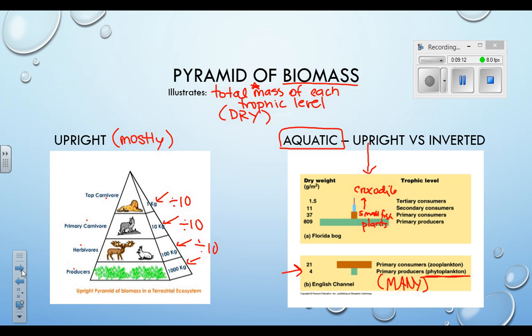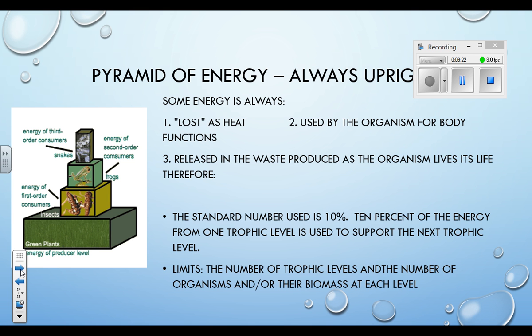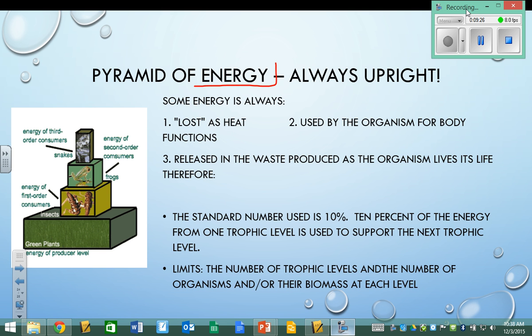Now, like I said, scientists don't like exceptions to their rules, so since there could be an inverted pyramid of biomass, we had to come up with a final, better idea. And our final, better idea is a pyramid of energy. A pyramid of energy is always, 100% of the time, no exceptions, upright. And that's because the energy from one level cannot be more than what came before it if we're following a linear food chain.